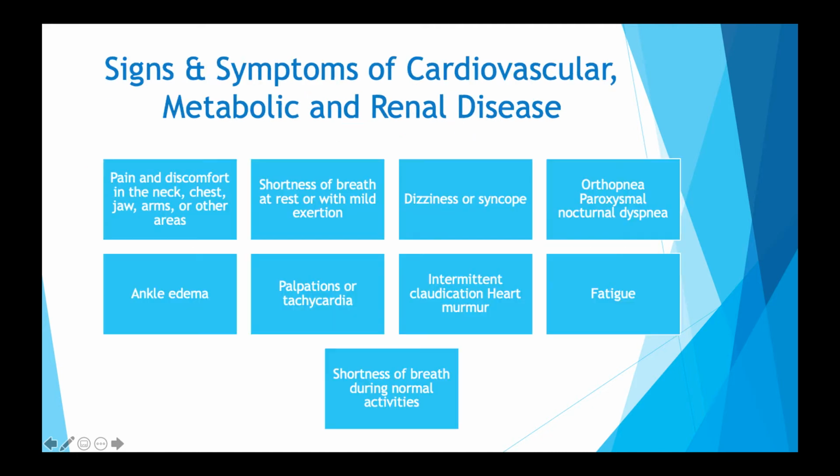Signs and symptoms of cardiovascular, metabolic, and renal diseases are pain and discomfort in the neck, chest, jaw, arms, or other areas, shortness of breath at rest or with mild exertion, dizziness, syncope, which is loss of consciousness caused by decreased blood pressure, orthopnea, which is feeling breathless when lying down, paroxysmal nocturnal dyspnea, which is sudden shortness of breath while sleeping, ankle edema, palpitations or tachycardia, intermittent claudication, which is pain in your leg when your muscle does not get enough blood during exercise, heart murmur, fatigue, and shortness of breath during normal activities. These symptoms may be undiagnosed in some individuals.